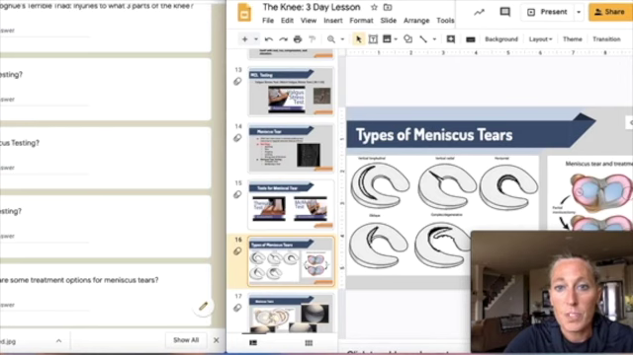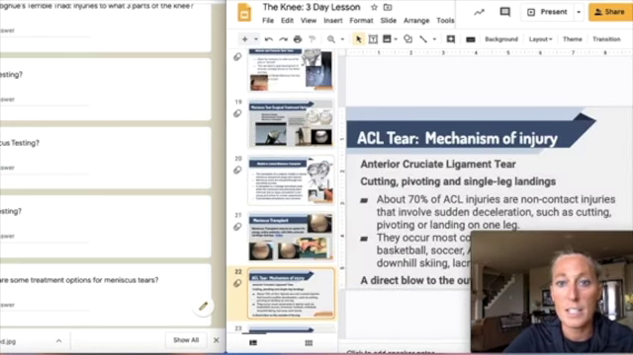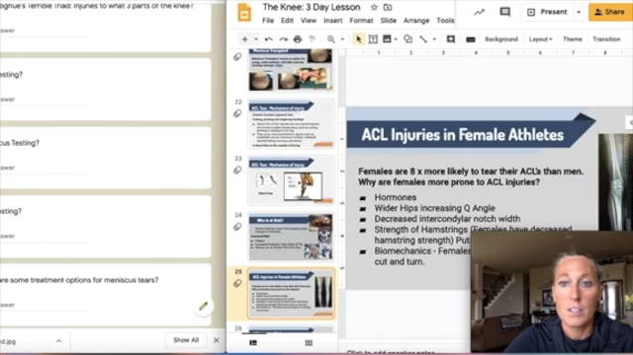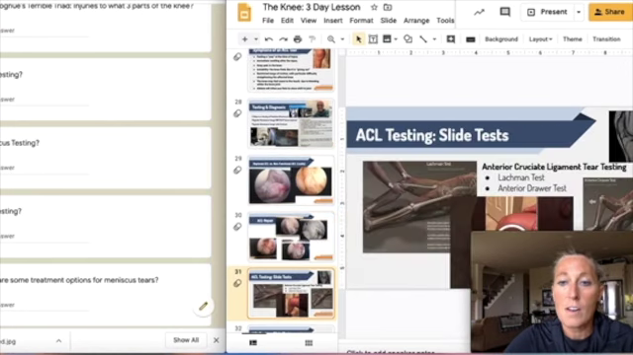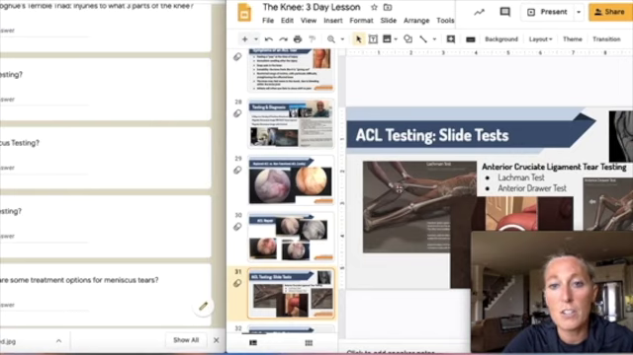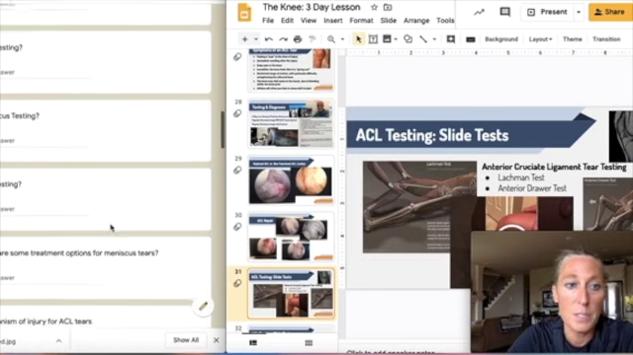ACL testing. Continue through meniscus here. ACL testing. We have two types. We have slide testing. The slide test, we have the Lachman test, and the Lachman test is where the athletic trainer or the orthopedic doctor is going to pull forward on the tibia to see if the tibia slides forward on the femur. The anterior drawer test is another one where they're going to pull the same thing. They're going to pull forward on the tibia. For ACL testing, anterior drawer test and Lachman test.